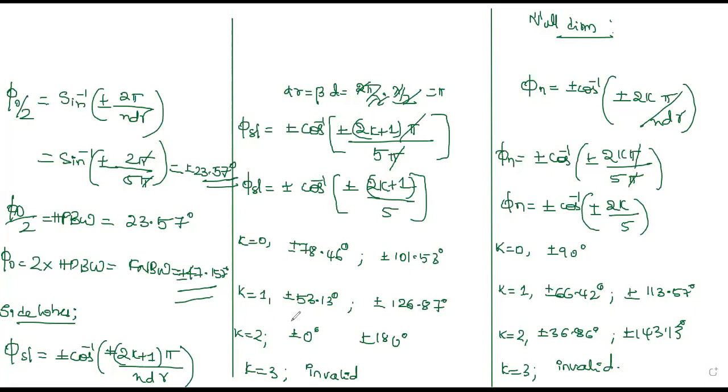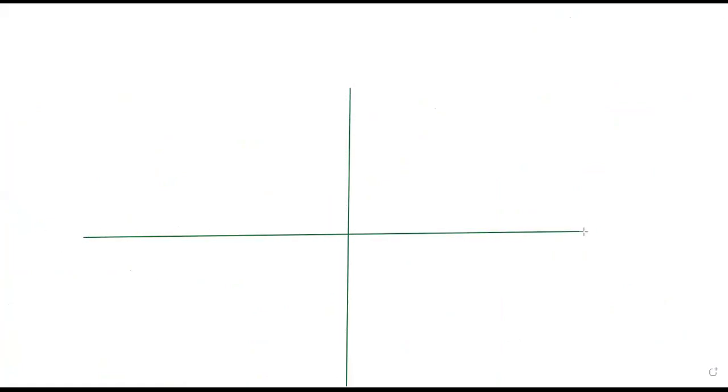Now this is how you solve. In the previous case we had only till k is equal to 2. Now k is equal to 3 is invalid here. Now we have to draw the pattern. Clear the screen. Consider 0 and 180, plus or minus 90. So this is your 90 degree, this is 270, 0, 180. And you know the pattern, the maximum major lobe comes at plus or minus 90. Draw the major lobe.